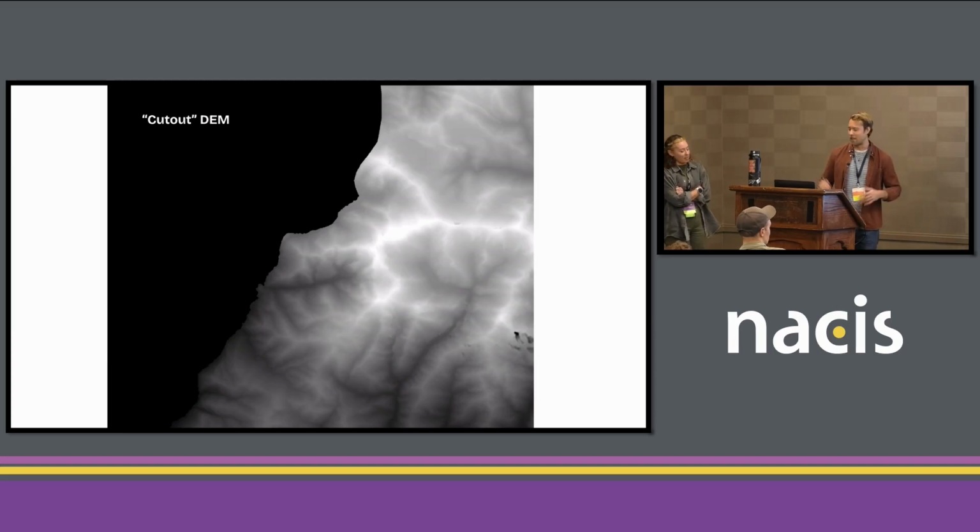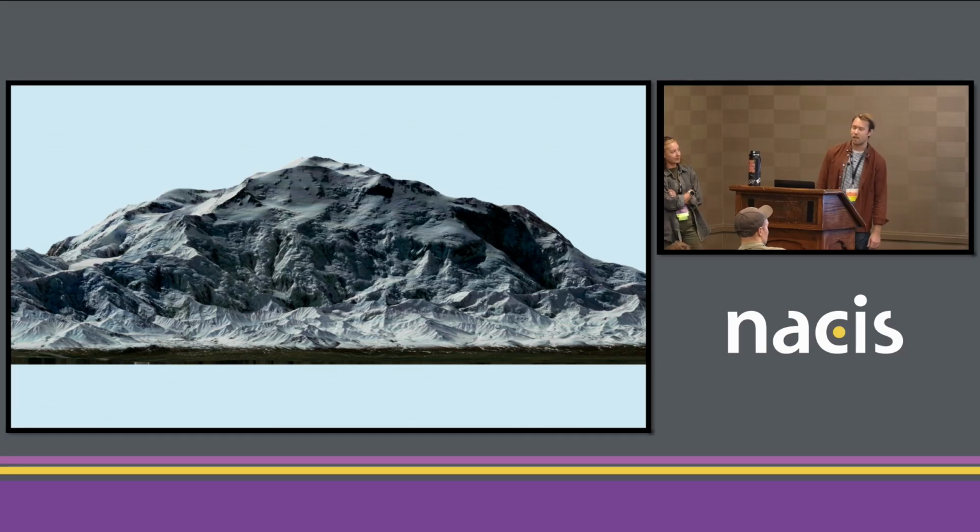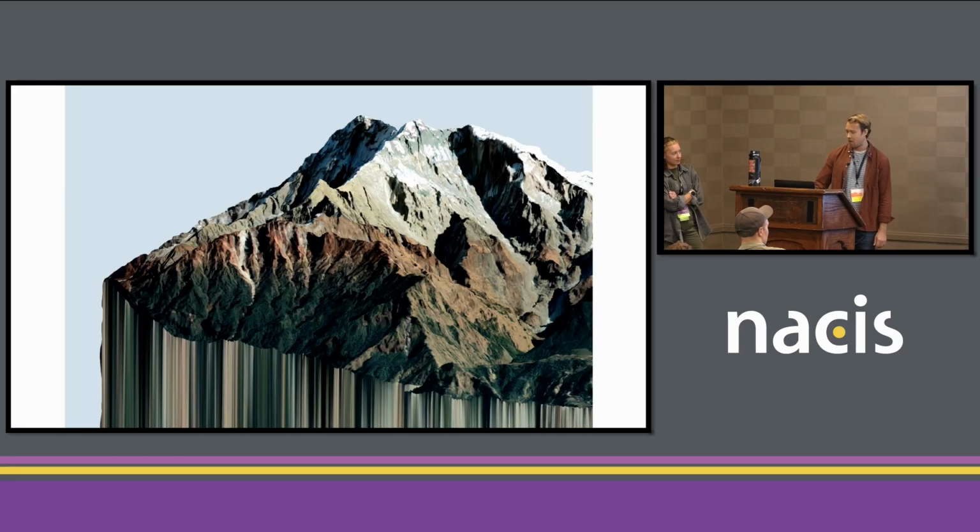and get that view of the mountain that we really needed, which was kind of a painstaking process. We had to manually go in and trace in the valleys to cut out those other parts of the mountain around it. So we ended up with renders that looked like this. This is Denali here, and also Annapurna.